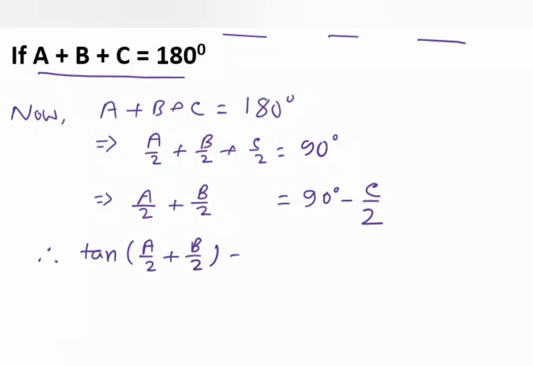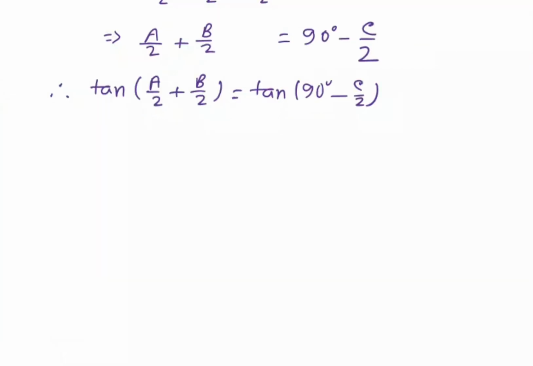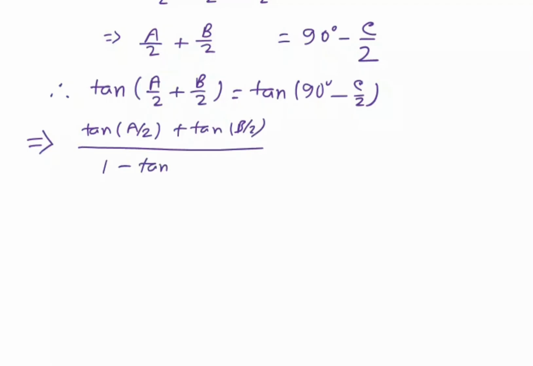Recall your standard compound angle formula for tan of x plus y, and remember from allied angles that tan of 90 degrees minus theta equals cot theta. Expanding both sides gives you the fraction tan of A by 2 plus tan of B by 2 divided by 1 minus tan of A by 2 times tan of B by 2 equals cot of C by 2.